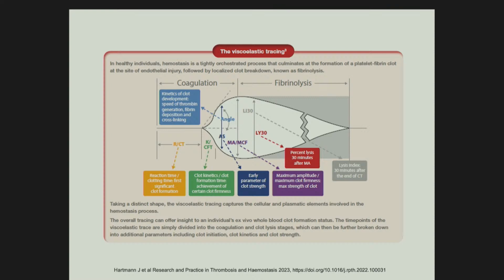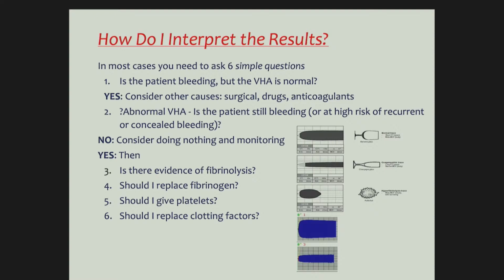So basically, the way to interpret these, what I like to say is, if it's long and skinny, you've got a problem. If it's short and fat, it's okay. And I'll show an example shortly. If you're using viscoelastic testing, there are 6 simple questions.